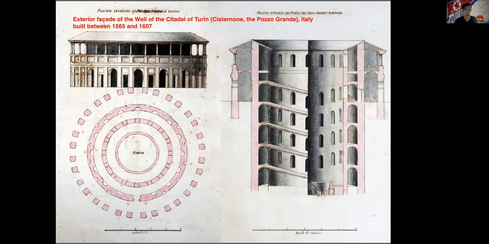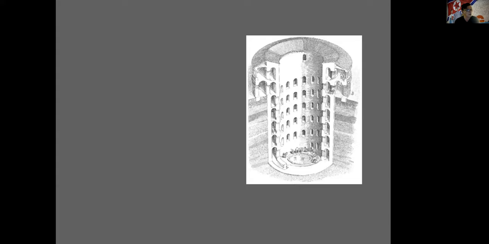So it was added much later, almost 40 years after the well was built, and this was probably to give the well more of a public space for people to use and even enjoy. So this is what you see if you take a section of that. In other words, in this case, the drawing is an isometric drawing.